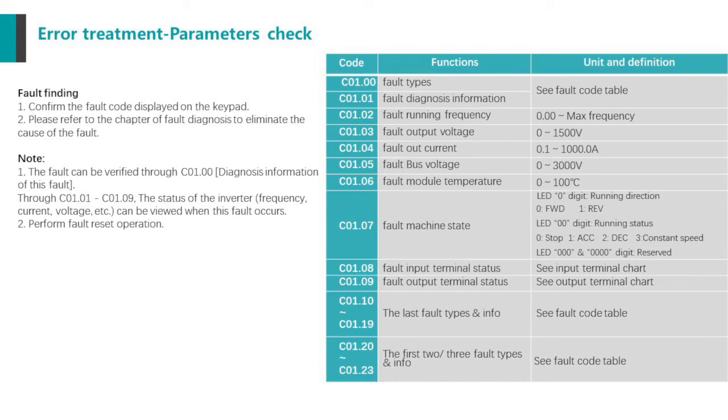From C01.02 to C01.09 is detailed fault information like the fault frequency, fault current, fault voltage, and so on. You could also check the last 2 or even last 3 fault information with this table. So if there is any fault, please kindly provide this fault table to us. We could find the fault information in detail.